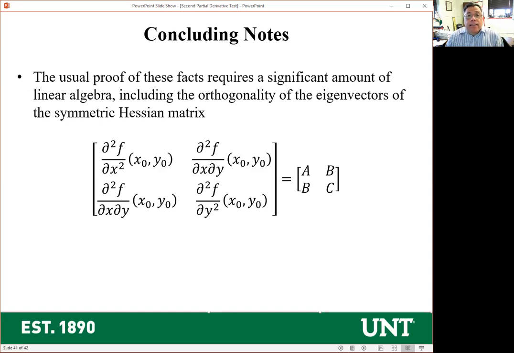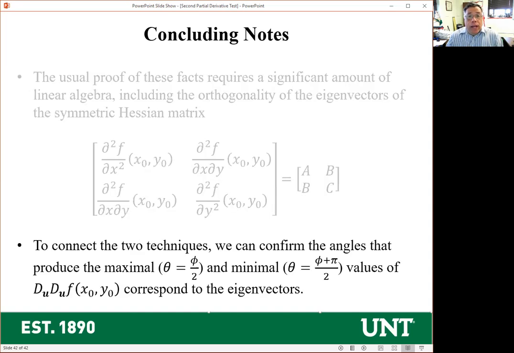I conclude by saying that the usual proof of this requires a significant amount of linear algebra, including the fact that for a real symmetric matrix like the Hessian, eigenvectors corresponding to different eigenvalues must be orthogonal. However, we can logically connect these two different approaches if we were to directly compute the eigenvectors that correspond to the maximal and minimal directions, phi over 2 and phi plus pi over 2. I'm not going to do this here for the sake of time, but if we were to compute those vectors corresponding to those directions, those vectors turn out to be eigenvectors that correspond to the Hessian matrix.